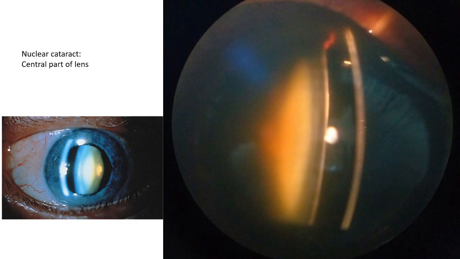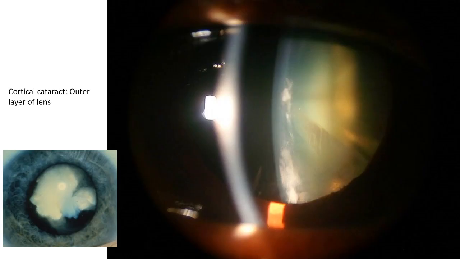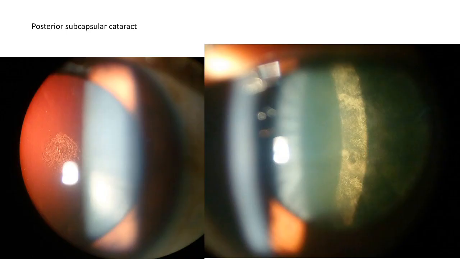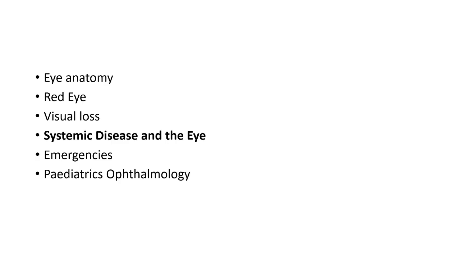In the next few slides, you can see how the different types of cataract look under the ophthalmoscope. We have the nuclear cataract, the cortical cataract, and the posterior subcapsular cataract. This is the end of the visual loss section.